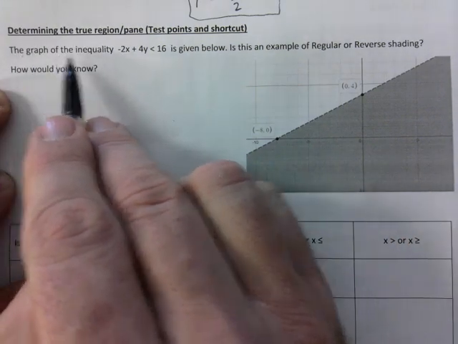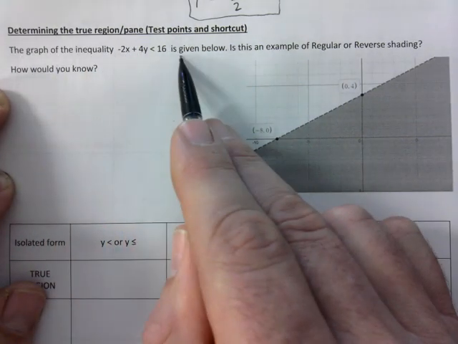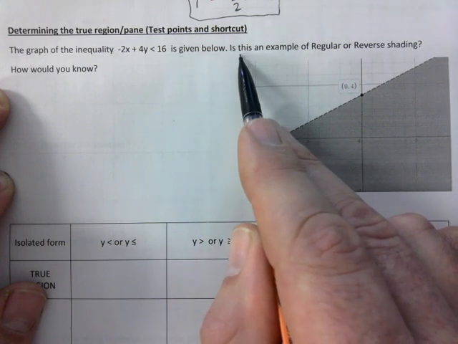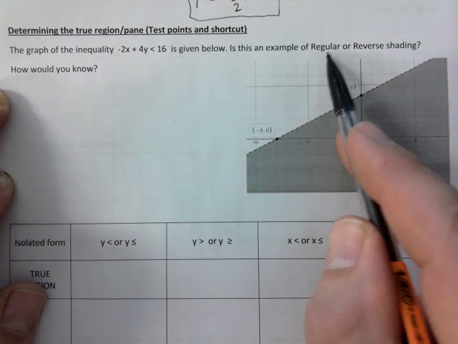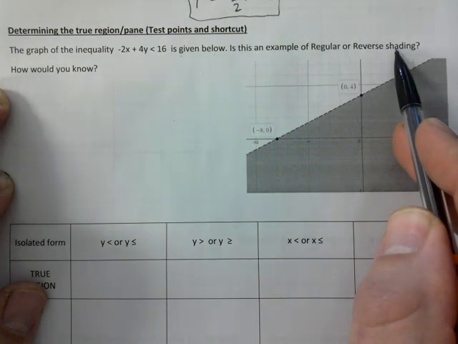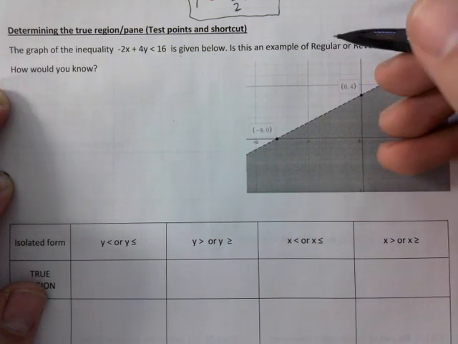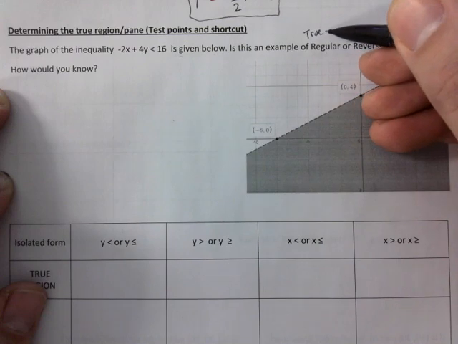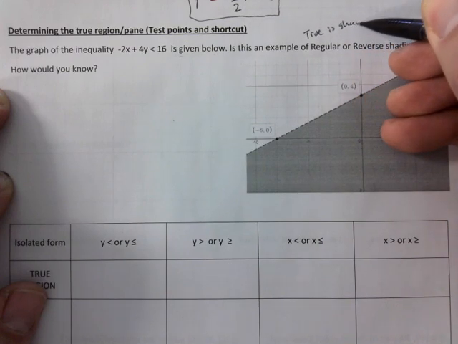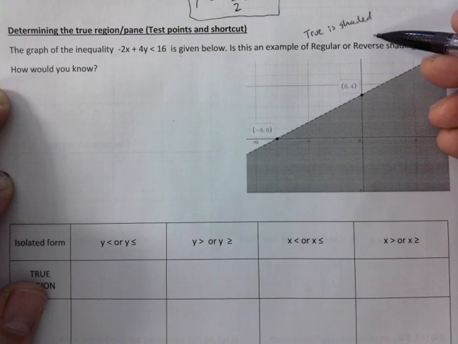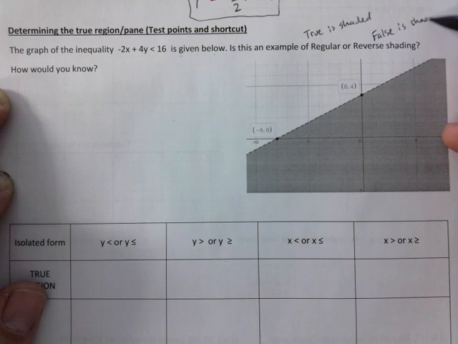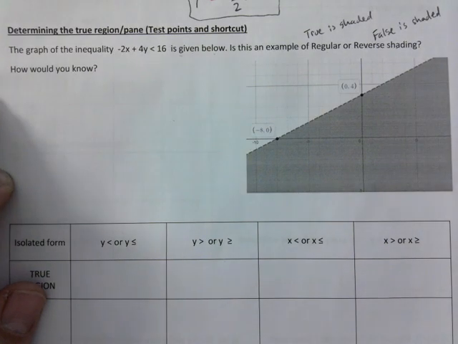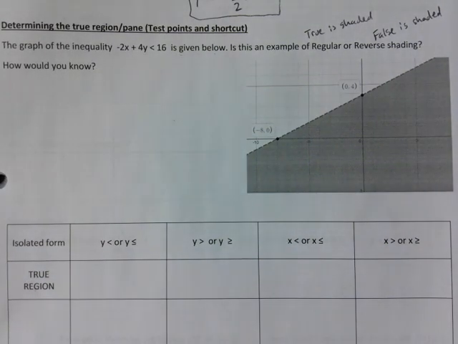So the graph of the inequality is given below. Is this an example of regular or reverse shading? Okay. Regular, true is shaded. And if it's reversed, the false is shaded. That's what they're asking. Okay. How would you know?